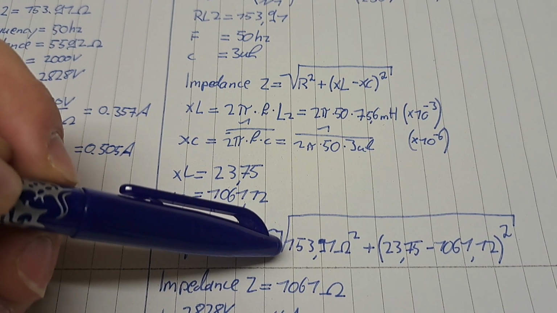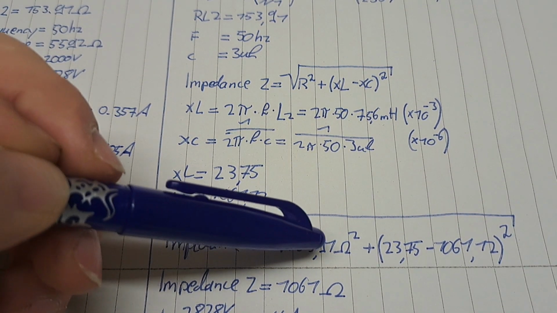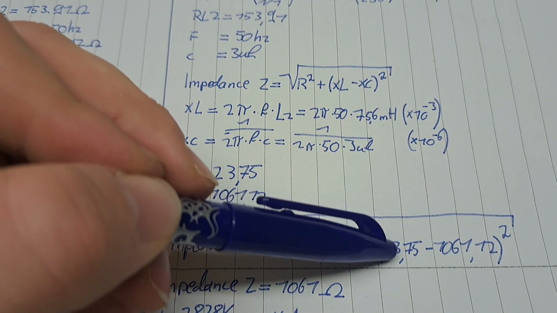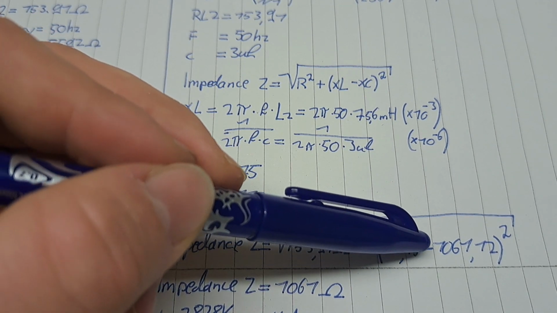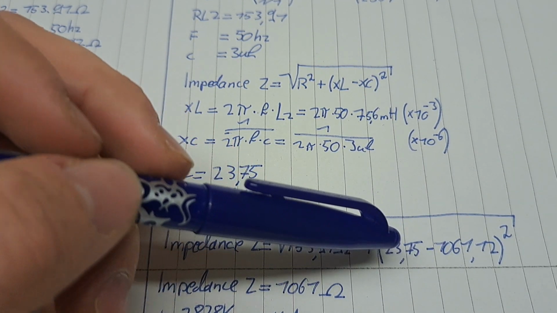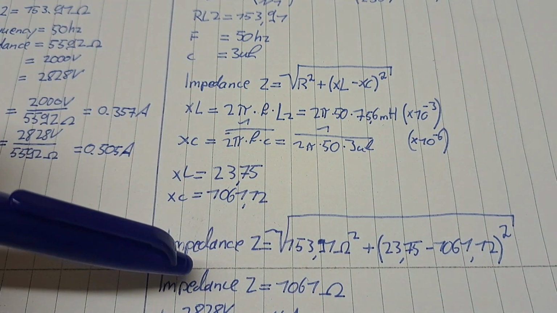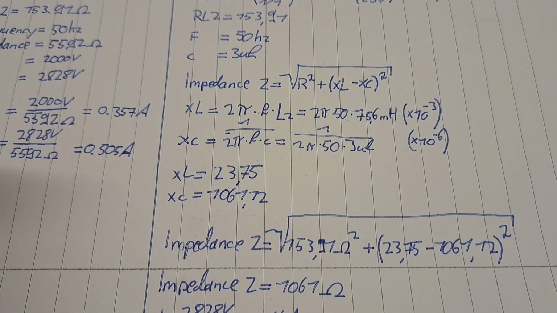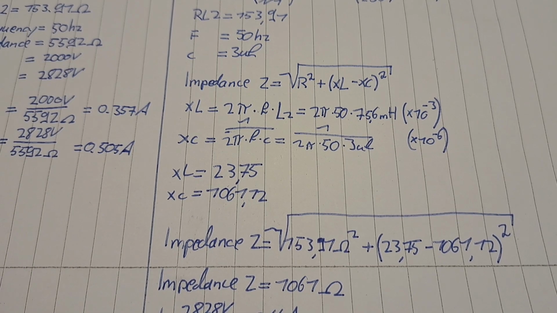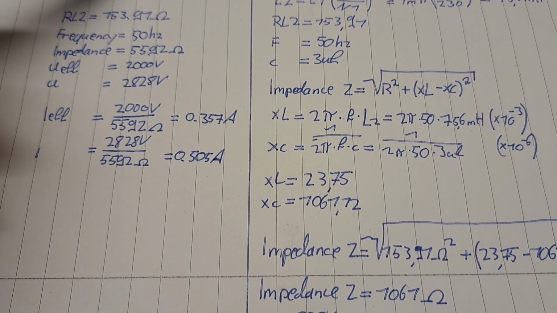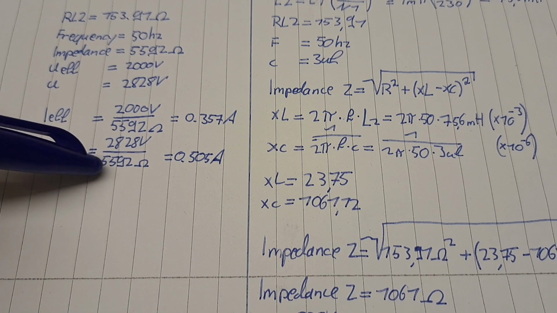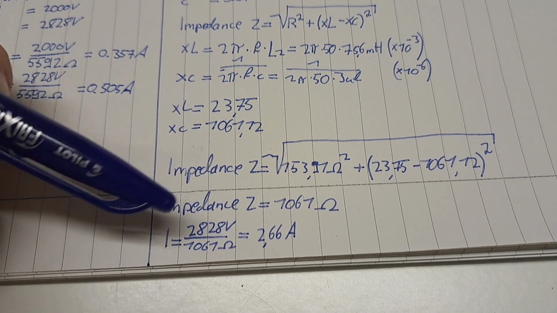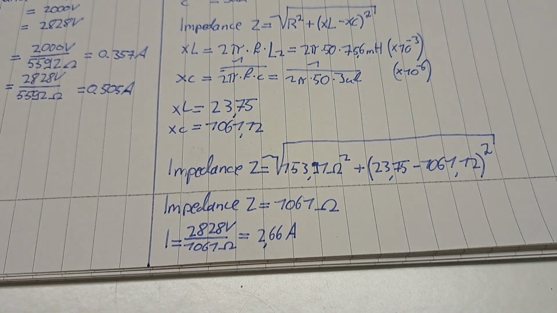If we now put the numbers into the impedance formula, which we have here, the resistance of 153.91 ohms, plus 23.75 minus 1061.12, we get an impedance of 1061 ohms. So as you can see, it's way smaller than the impedance we had for the old circuit without a capacitor, which was 5592 ohms. If we now calculate the current of that, we get a current of 2.66 amps.